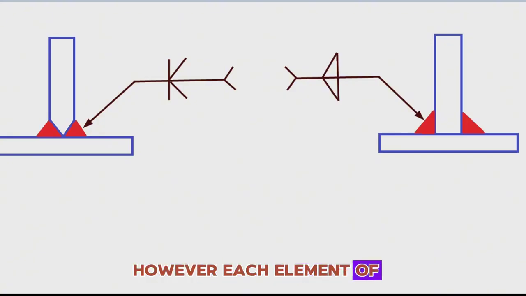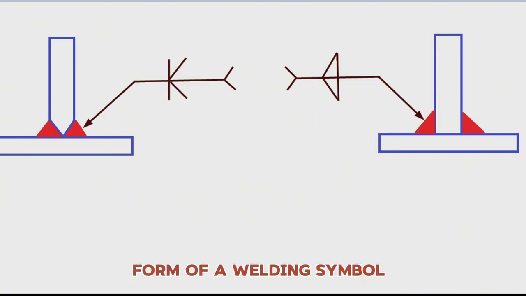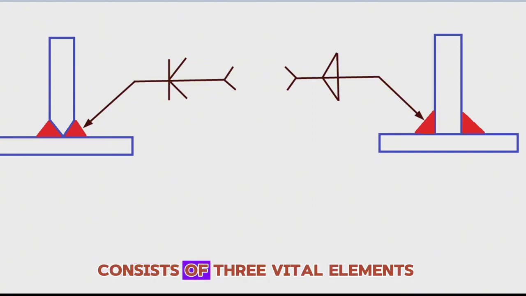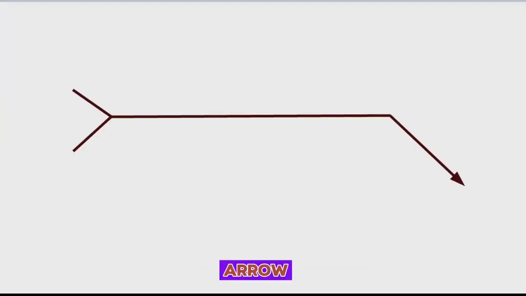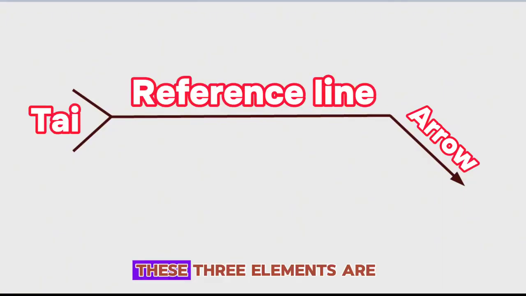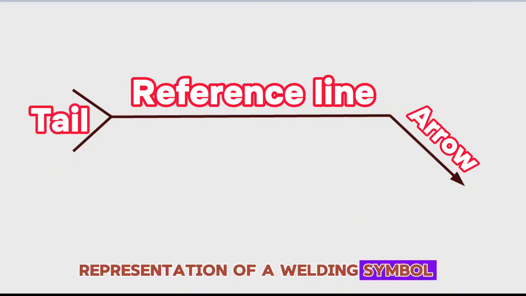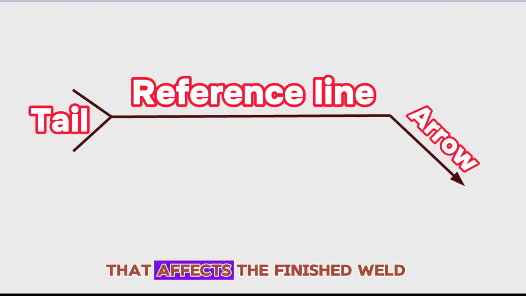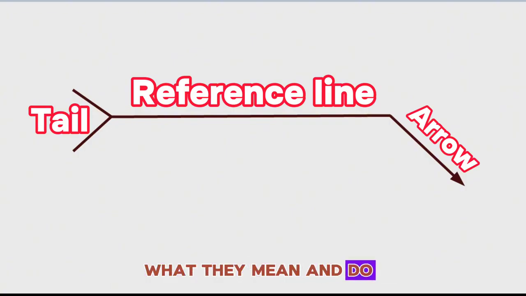However, each element of the welding symbol has its specified location and meaning. The basic form of a welding symbol consists of three vital elements, including the following: arrow, reference line, tail. These three elements are the most straightforward representation of a welding symbol, and each has a unique role that affects the finished weld, so let's closely explain what they mean and do.